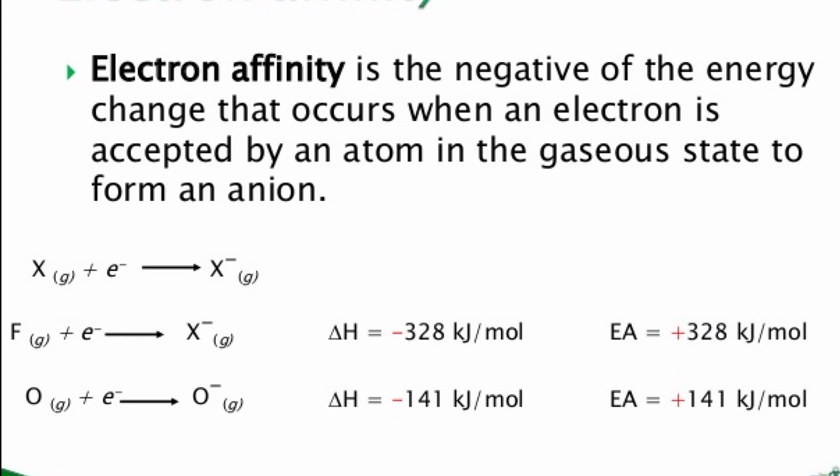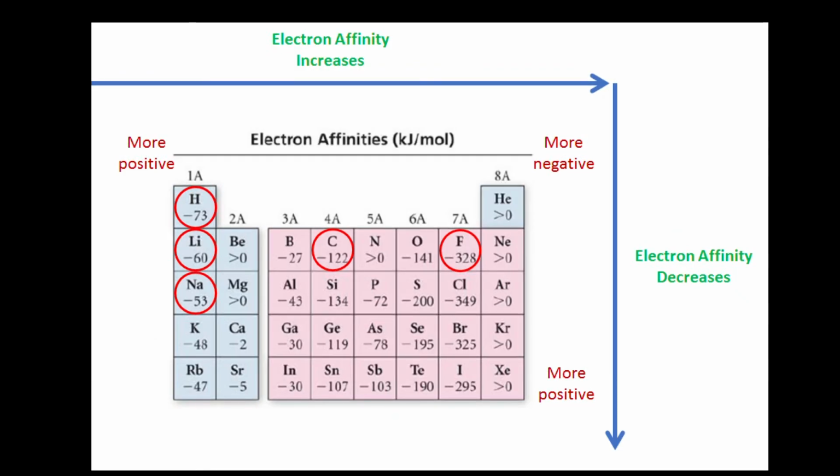Look at the screen. Below the definition, some equations are given. Here X is a gaseous atom and e minus means electron. So when an electron is added to the gaseous atom, some energy is released, that is given as delta H, the change in heat. When the energy is released, the atom is converted into a negatively charged ion, that is an anion. Okay, how does electron affinity vary in a period?